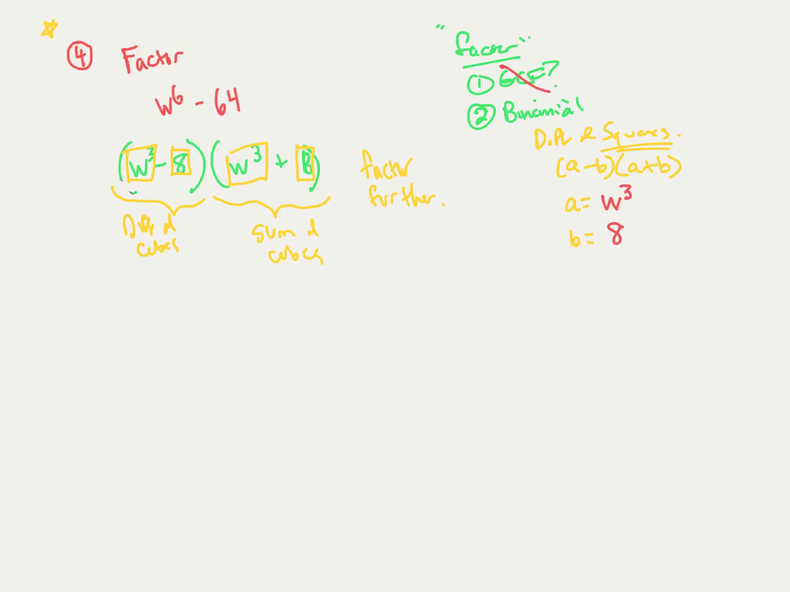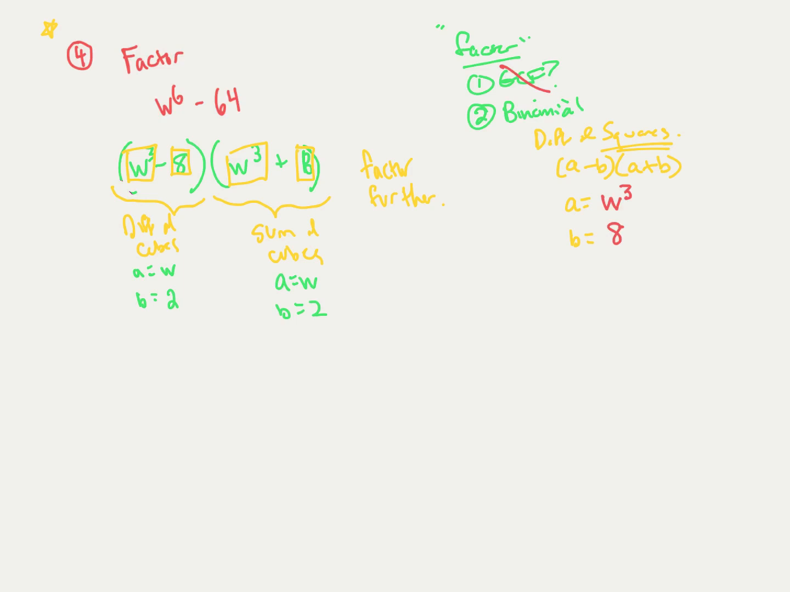And you might take a second and label what your a and your b are. A is the cube root of the first one. The cube root of w cubed is w. B, the cube root of the second term, the 8, is 2. And that's going to be the same for both of these. A is w again, and b is 2.